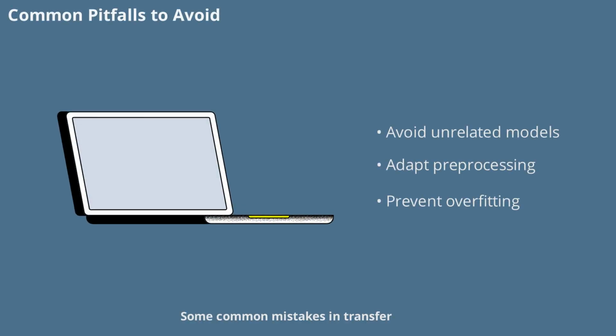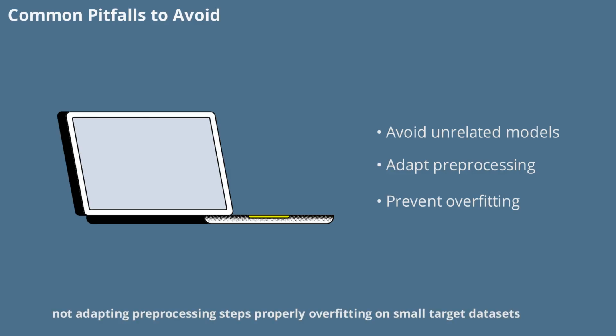Some common mistakes in transfer learning include using unrelated pre-trained models, not adapting pre-processing steps properly, overfitting on small target datasets, and choosing the wrong layers to fine-tune. Being aware of these pitfalls helps you avoid wasted effort and ensures your transfer learning projects are successful.